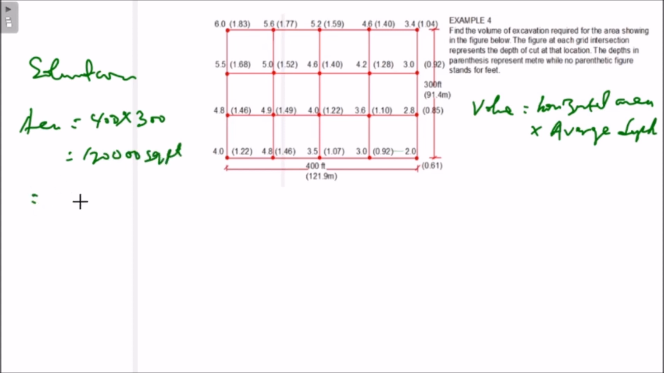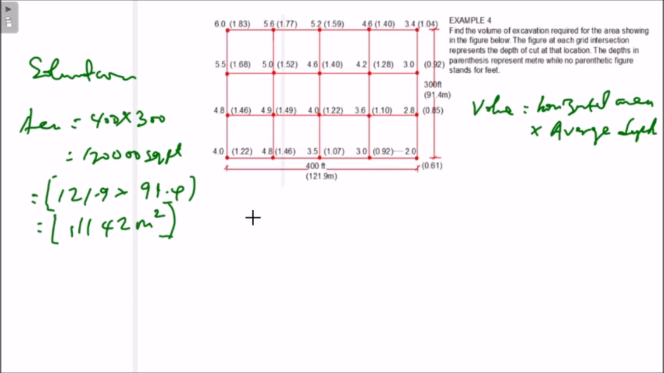In meters, we use the equivalent, which is 121.9 multiplied by 91.4. If we punch that in, we have 11,142 square meters. That's the area in meters.